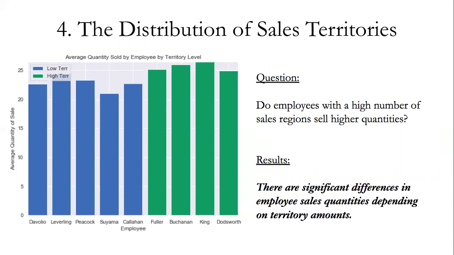And it is significant in this case that, yes, those employees who are overseeing more than 6 territories, a high territory amount, they are selling more. They have a higher sales quantity.